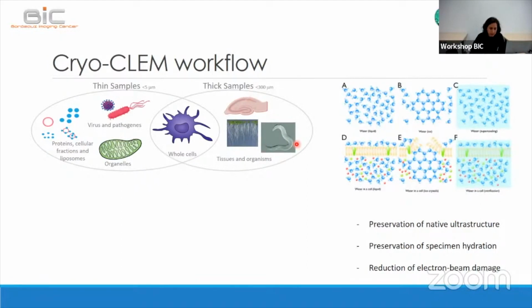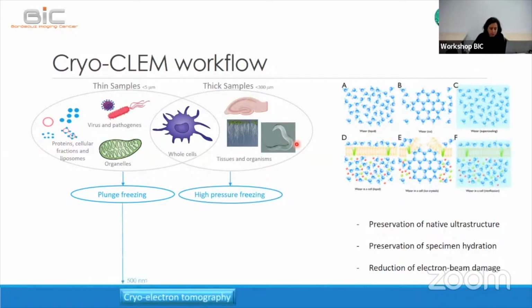The thin samples can be prepared by plunge freezing, immersing the samples really fast in liquid ethane. And the thick samples will be frozen by high pressure freezing. The plunge freezing method goes directly to the observation by electron tomography, but the samples need to be really thin, up to 100 nanometers, because otherwise the electron beam cannot pass. There's no contrast, and you cannot see anymore when the samples are really thick.